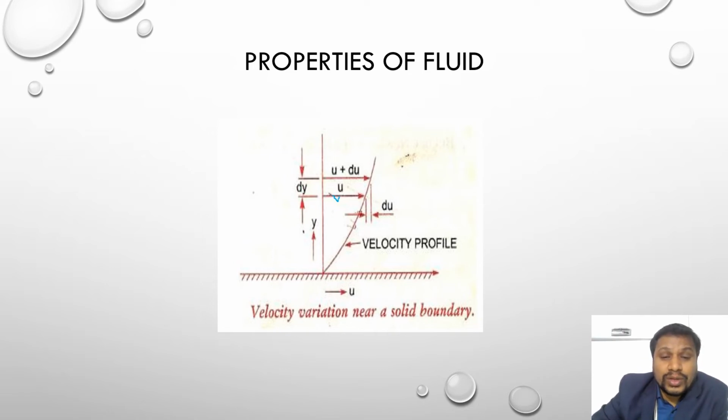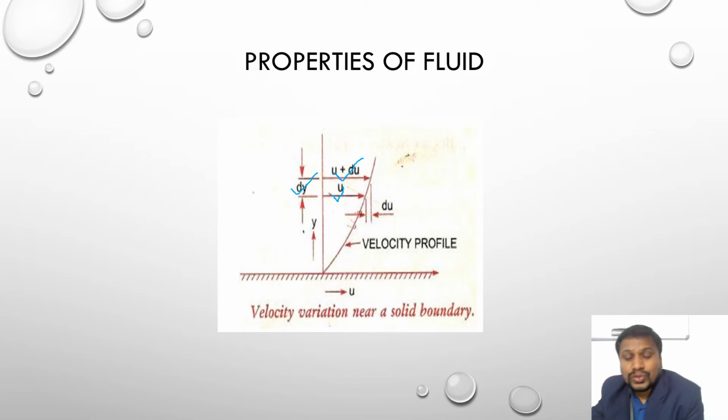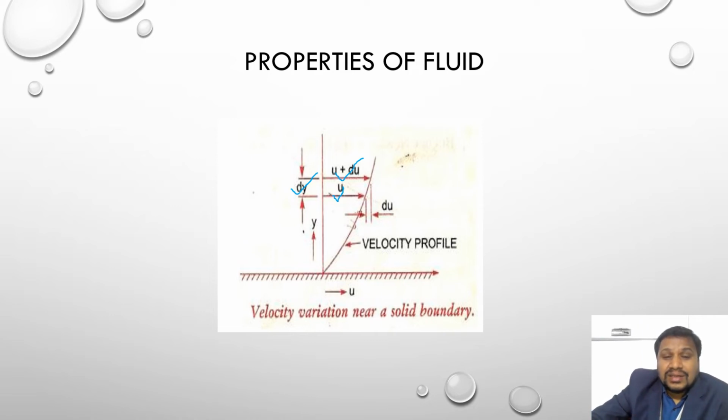There are two layers having velocity u and u plus du, at a distance dy. The two layers are flowing, so the two layers cause relative velocity and shear stress, because of the relative velocity of these two layers.